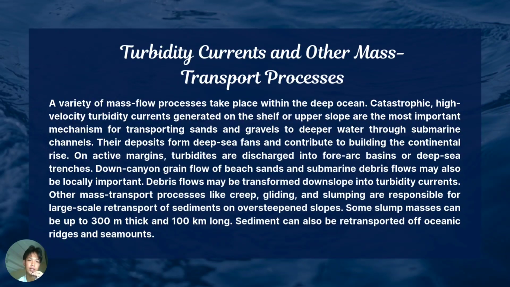On active margins, turbidites are discharged into forearc basins or deep sea trenches. Down canyon, grain flow of beach sands and submarine debris flows may also be locally important. Debris flow may be transported or transformed downslope into turbidity currents.